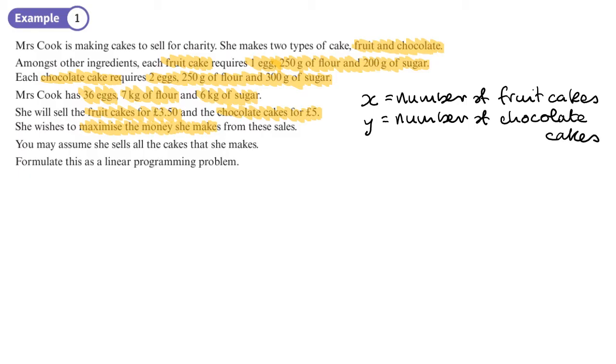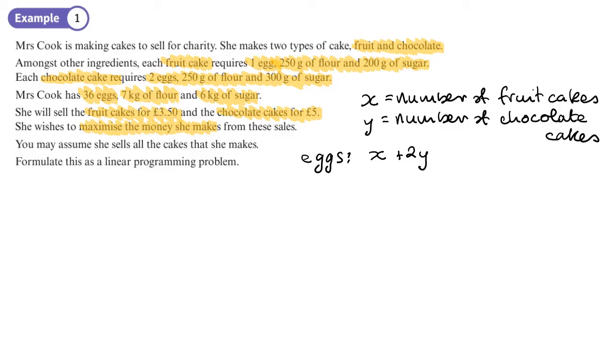The next thing I'm going to do is to write down what my constraints are. Now these are going to be inequalities. So go through it sentence by sentence. Amongst other ingredients, each fruit cake, and I'm using X for the number of fruit cakes, requires 1 egg. So I'm just going to talk about the eggs first. So each fruit cake requires 1 egg, so 1 times X. Each chocolate cake requires 2 eggs, so that's 2Y.